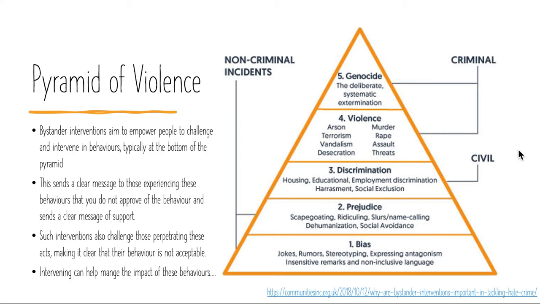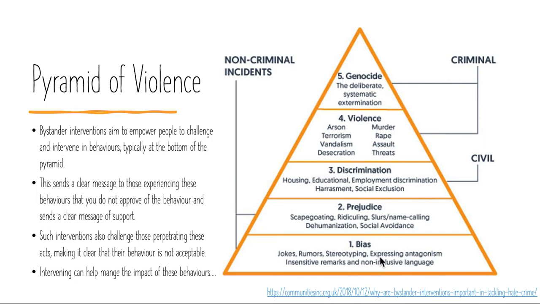So what bystander intervention aims to do is to empower people to challenge and intervene in behaviours which typically we see at the bottom end of the pyramid. And the aim of bystander intervention is to empower people to challenge behaviours, but only when it is safe to do so. This sends a clear message to those people who are experiencing these types of behaviours, so inappropriate jokes, comments, insensitive remarks, or non-inclusive language.